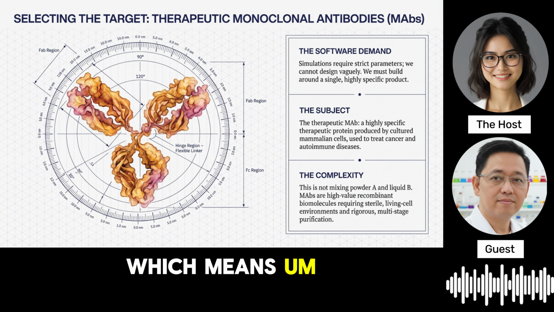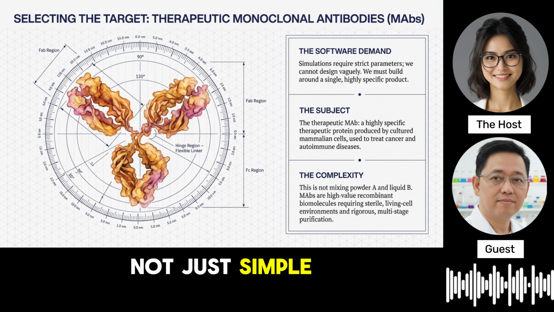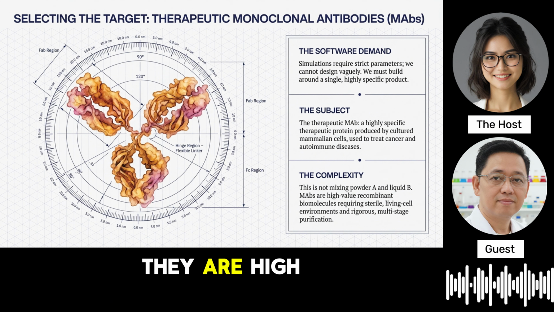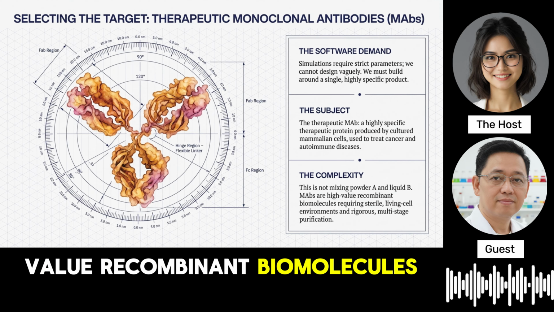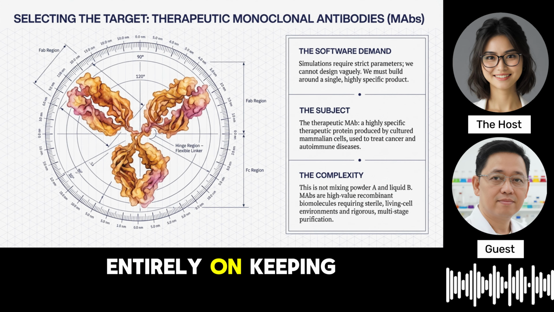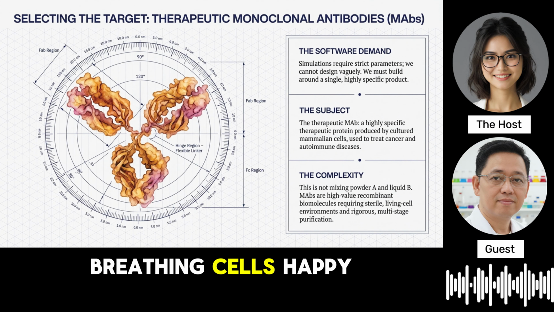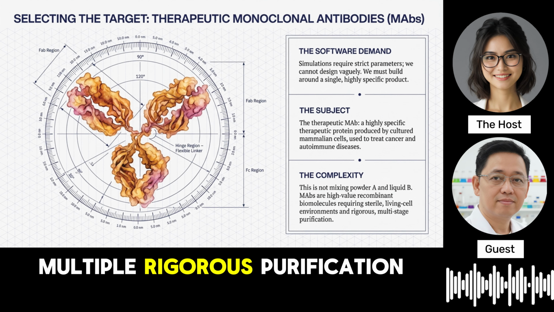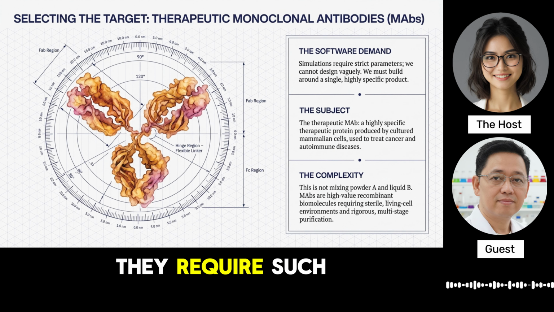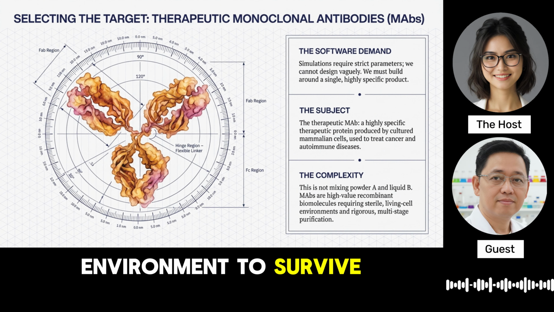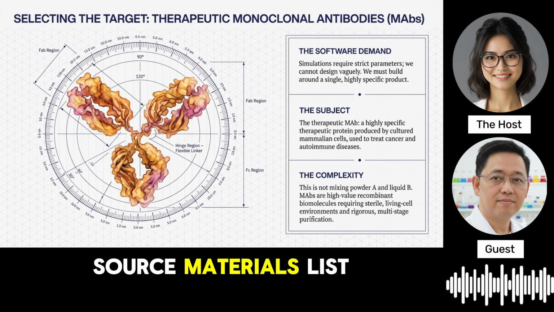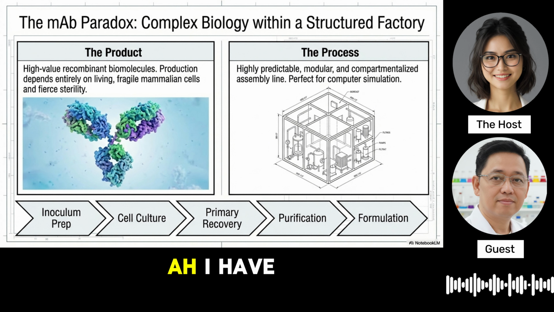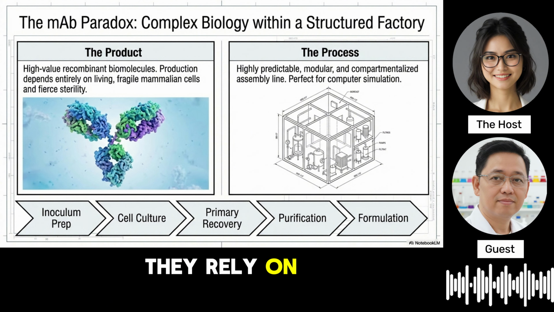Which means, in process design terms, these are not just simple chemical mixtures. You can't just mix powder A and liquid B in a vat. Right. They are high-value recombinant biomolecules. Producing them depends entirely on keeping living, breathing cells happy in a sterile environment, followed by multiple rigorous purification stages. Okay, but if they require such a fragile, complex environment to survive, why do the source materials list process simplicity as a reason to use mAbs as our teaching example? I have to push back on that. You just said they rely on living cells.